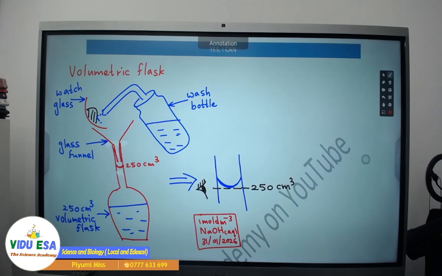The other things you have to mention: just sketch this, leaving some space on the other side to write the steps.